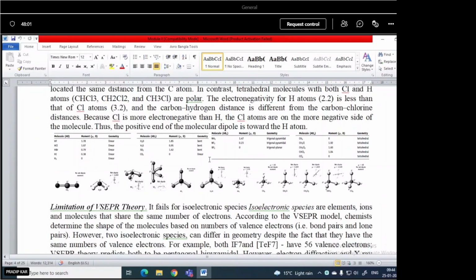That you have to answer, and explain the trend of, say, CH3Cl, which has 1.92. Only 1 chlorine is present, still the polarity is high. When 2 chlorines come, polarity decreases. When 3 chlorines come, the polarity is less. And in case of 4, it is zero. That you have to explain. And in case of NF3, why is NH3 more polar than NF3, that you have to explain.